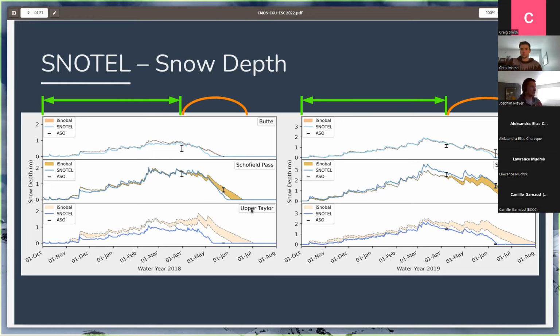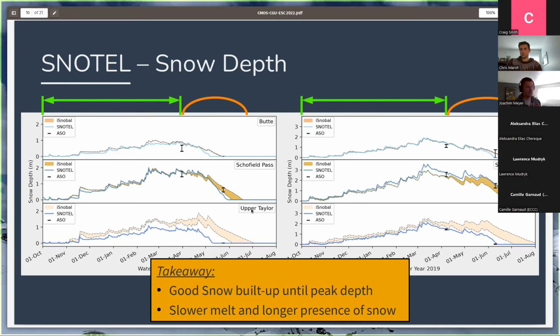But once we get to the melt period, iSnobal falls a little behind, melting the snow too slow, which means too low of a melt rate, and also has longer presence of snow. So this is something we want to look into as a takeaway from this comparison: we like the inputs from HRRR, we get enough mass, but when it comes to melt, we're getting too slow or too far behind.